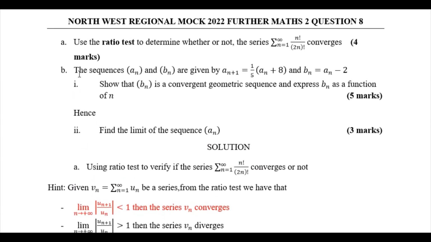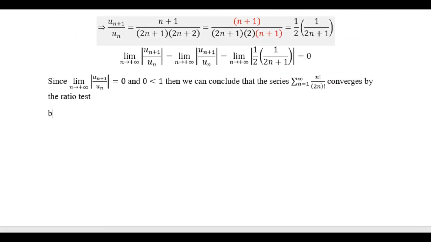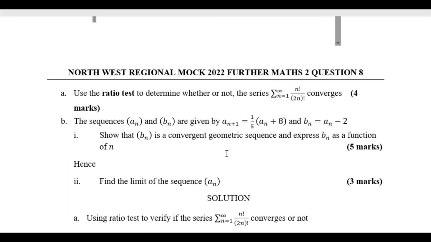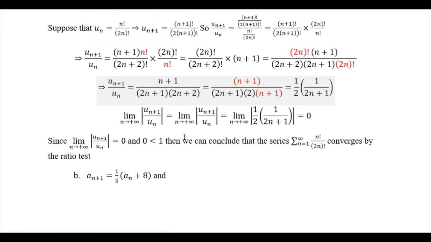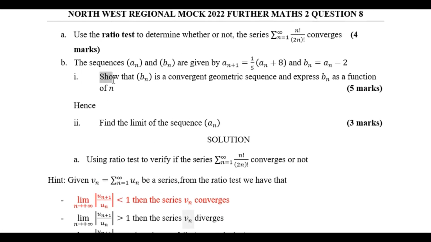Now part B has two questions. So let's first of all collect the data. We have two sequences, a n and b n. So a n has been given, and b n has also been given. Now let's begin with the first part of the question, so Roman 1 of part B. Roman 1 is asking us to show that the sequence b n is a convergent geometric sequence, and we express it in terms of n.